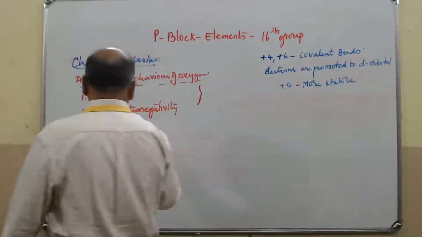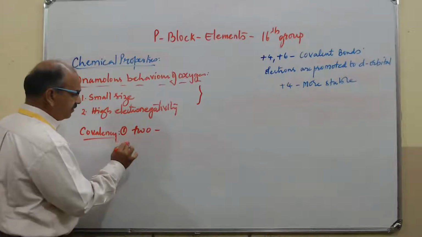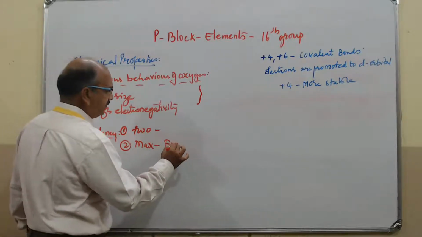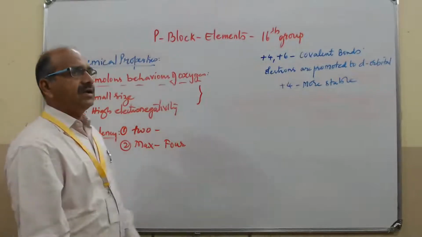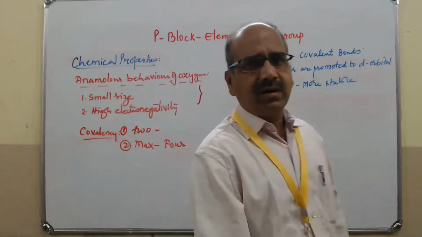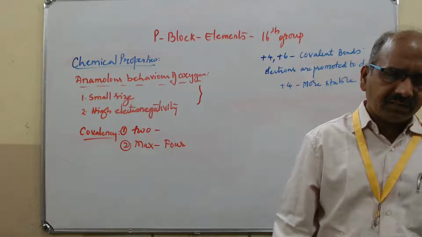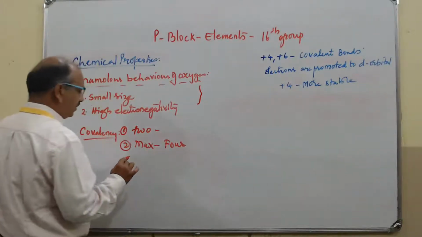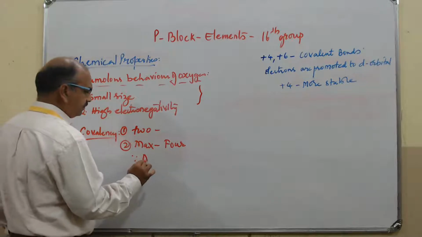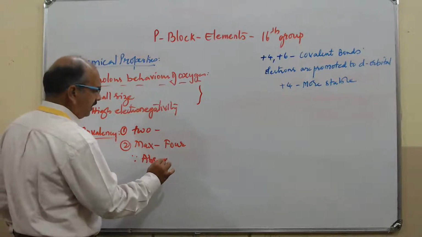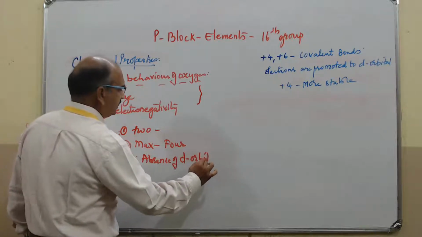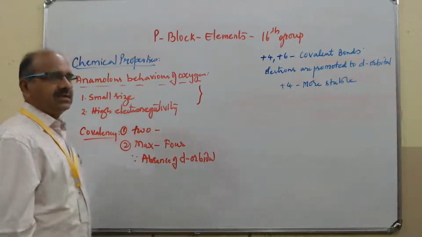At the maximum, covalent bonds can be four, but those are exceptional cases, not in all cases. Why this is so is because of the absence of d orbitals. In oxygen there are no d orbitals existing.